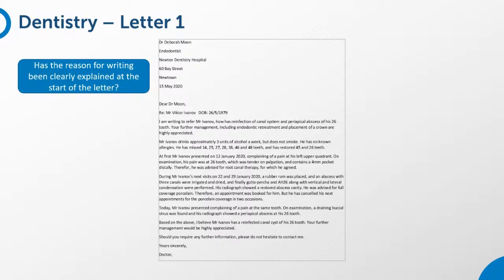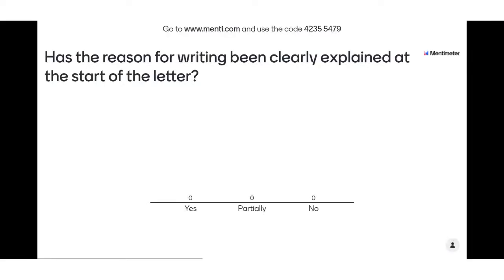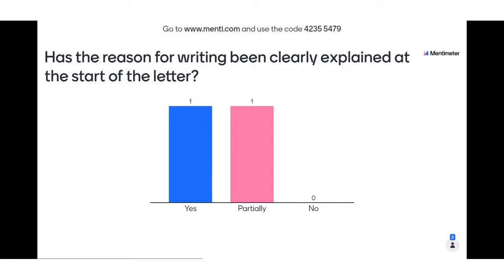So Berin is saying, I suppose the purpose is there. The letter explains the reason. However, there are too much details. Okay, thank you for that. We'll just see if anyone's going to vote in the poll as well. Click on the link that you can see in the chat if you want to vote. And we can see someone's come through with partially. They feel that the reason for writing has partially been explained. Someone else thinks yes.